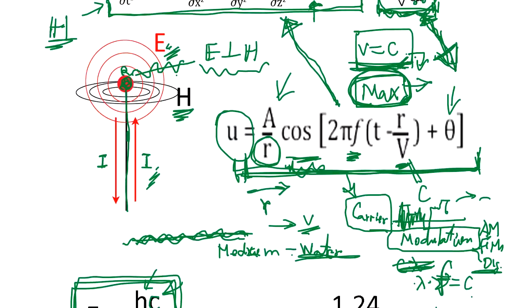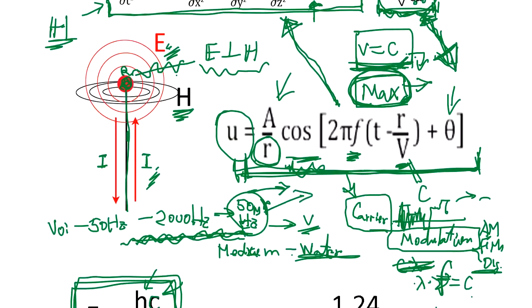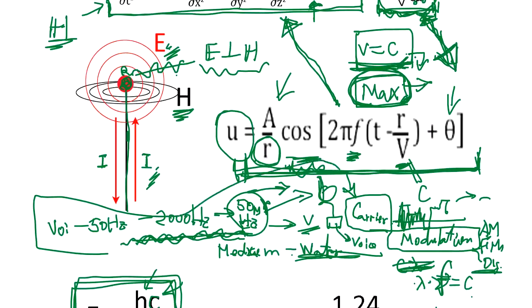So like a voice is very low frequency, like 50 hertz to 2000 hertz, and that's going to be modulated into, say, 50 megahertz. Then it propagates out to space, and the antenna picks it up and demodulates in the radio unit to extract the voice. Okay, so the electronics majors, they will learn this whole process of how to do this.